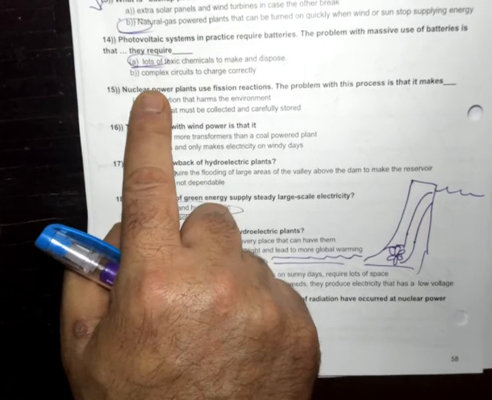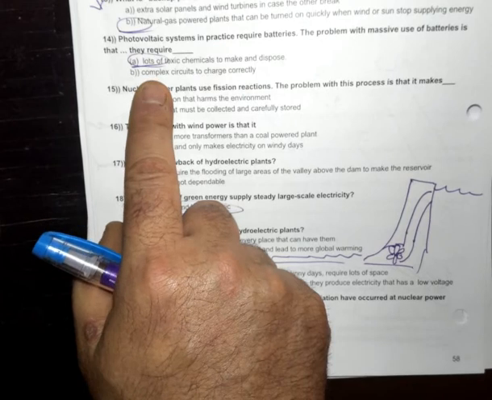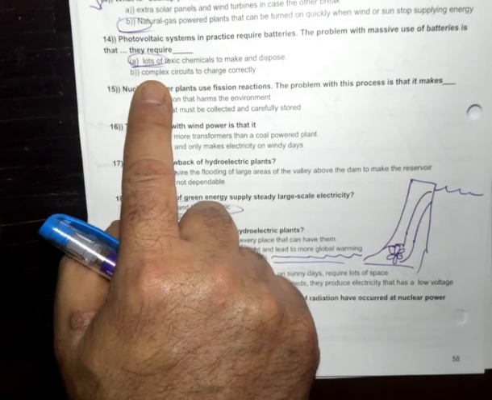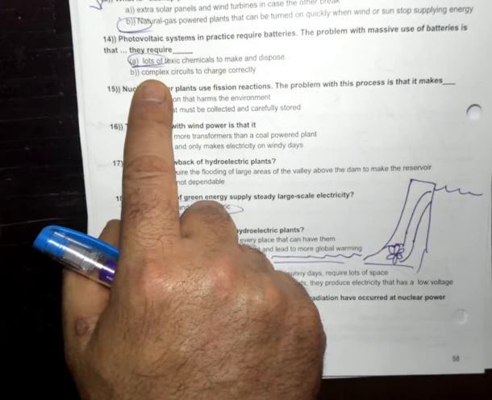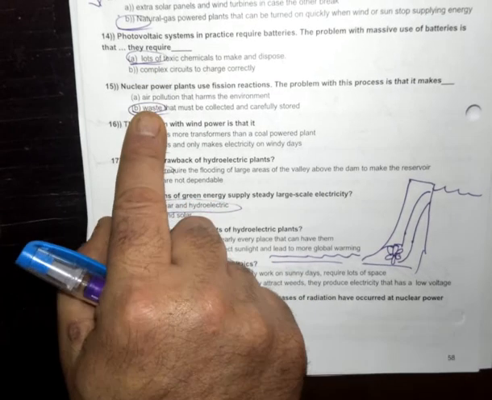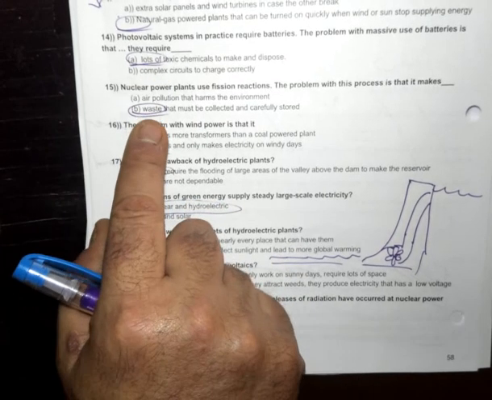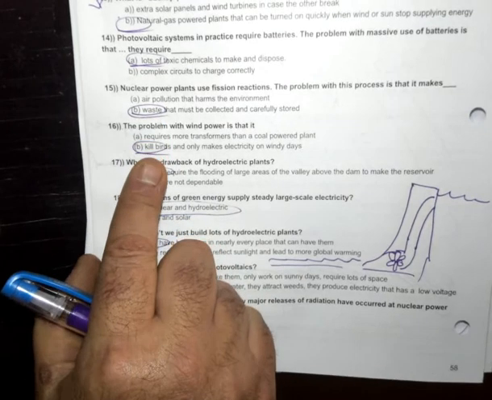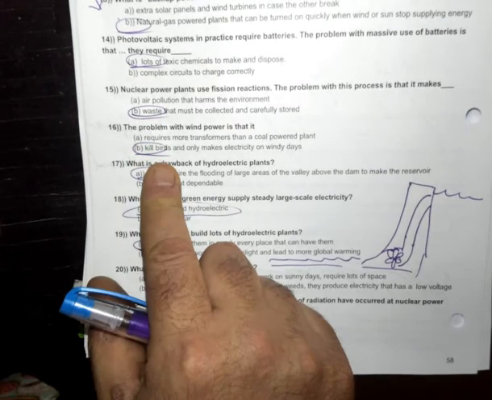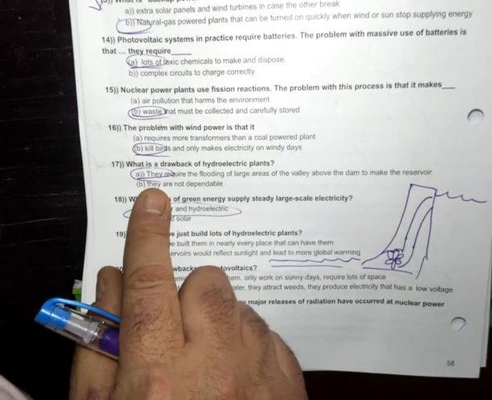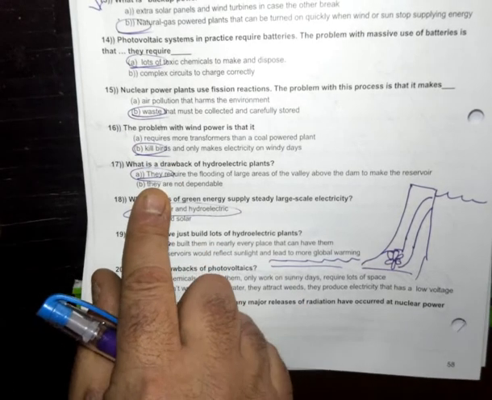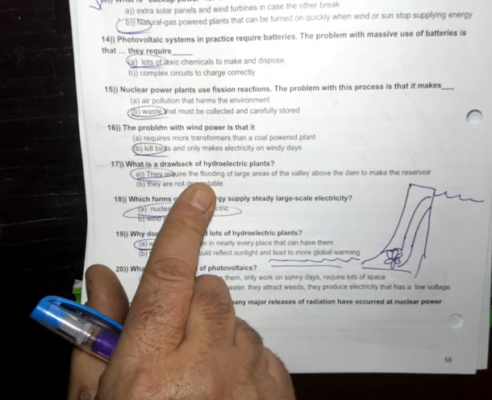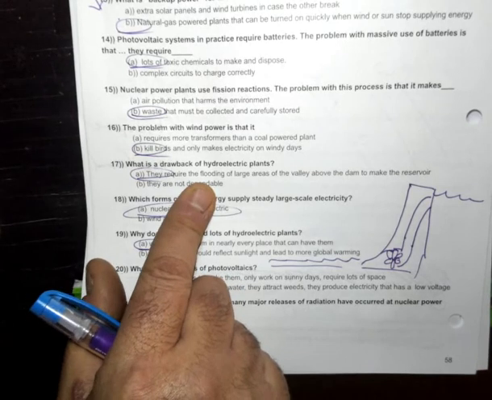So what I'm trying to get at here is every single style of making energy has some kind of drawback. There are no perfect solutions. Number 15, problem with nuclear is the waste, of course. Problem with wind power, kills lots of birds and only works on windy days. Hydroelectric plants are not great because they flood areas, so little butterflies and squirrels can't live there no more.